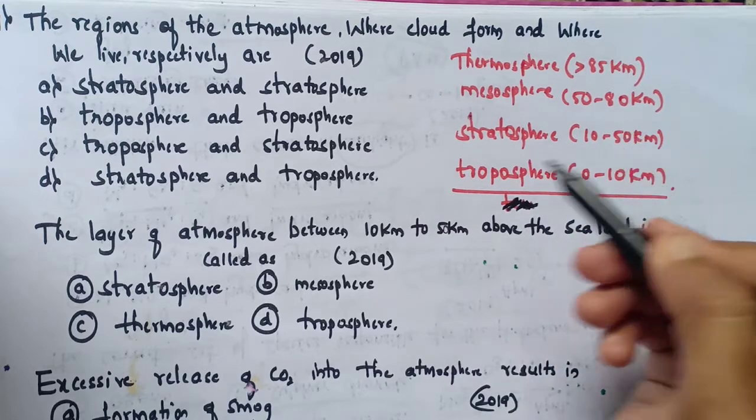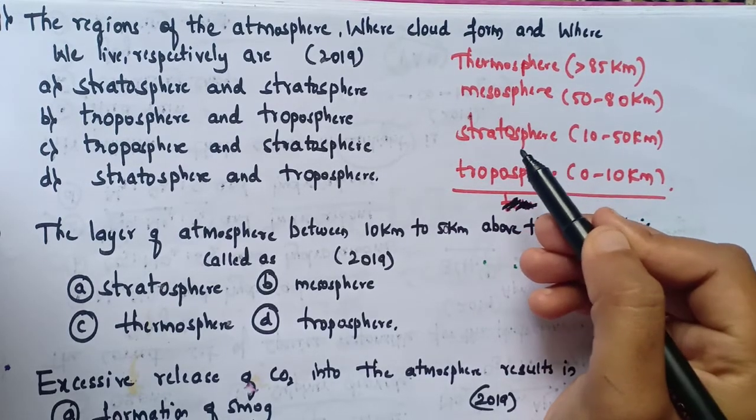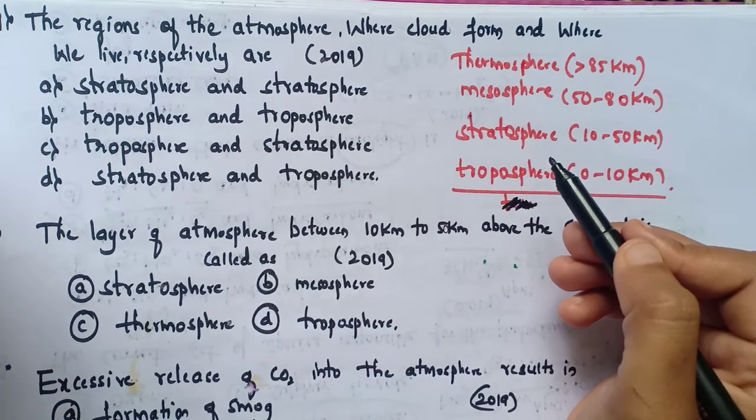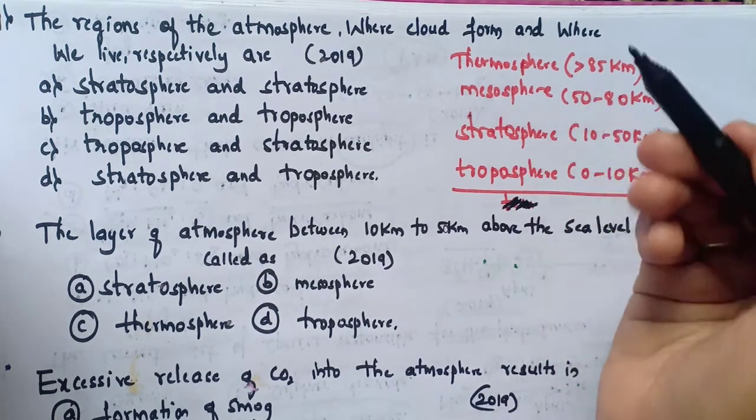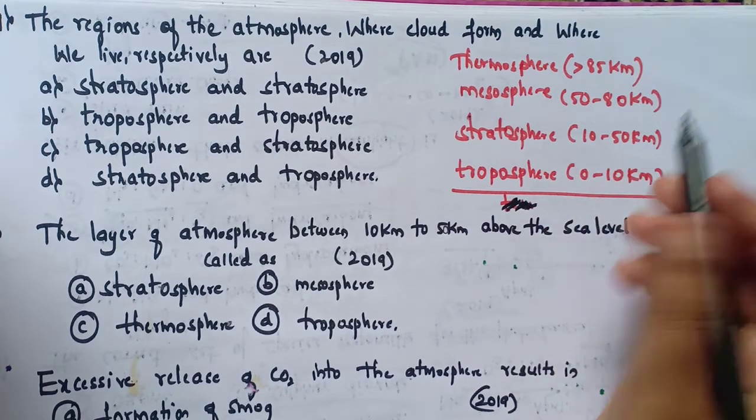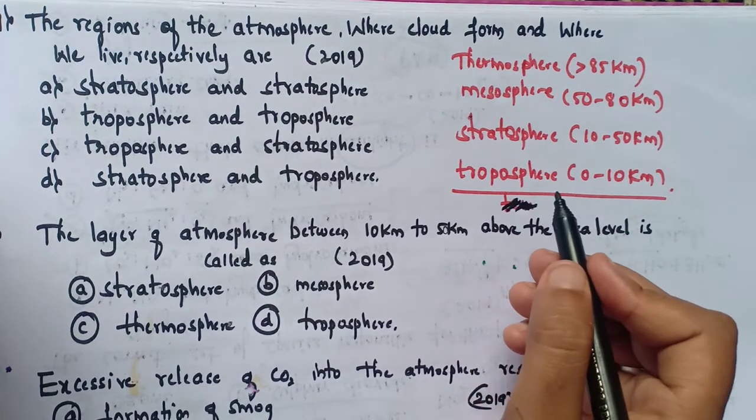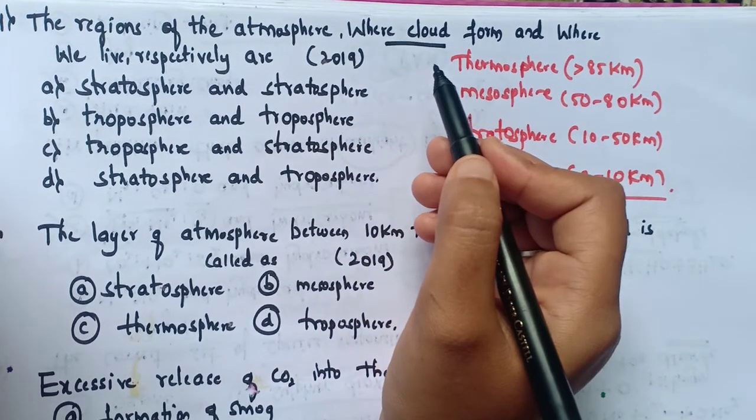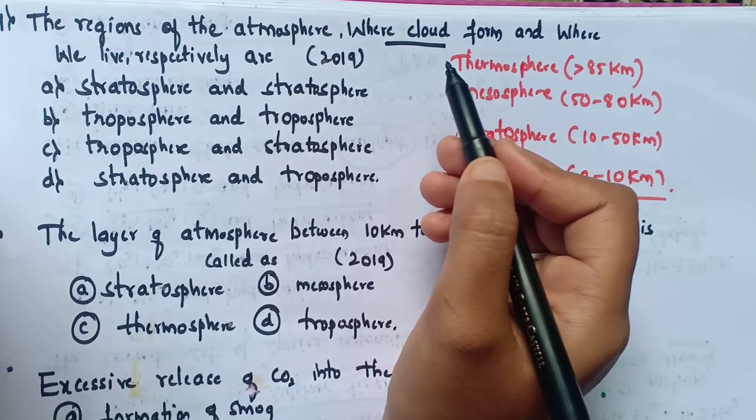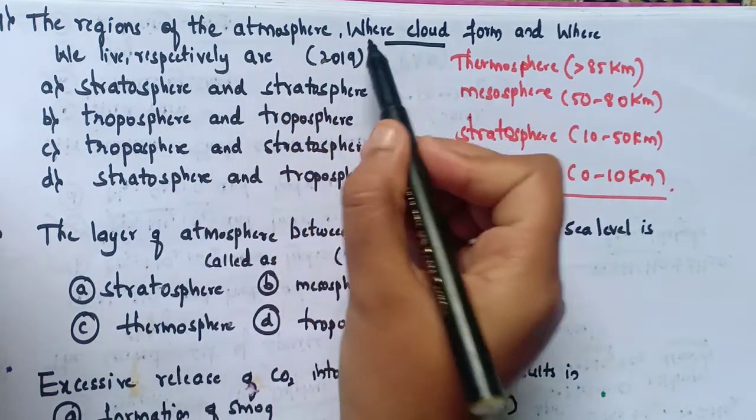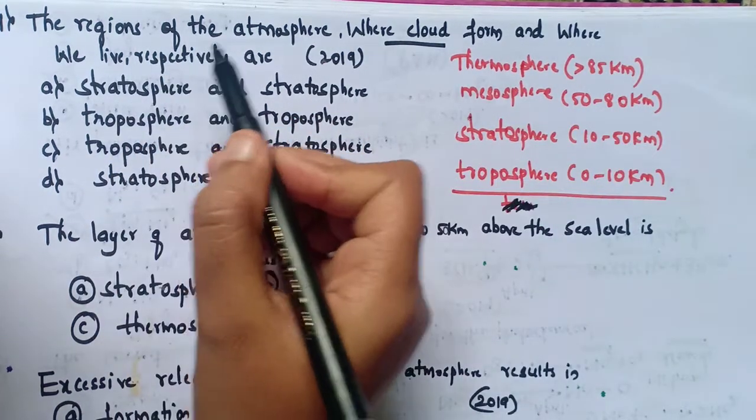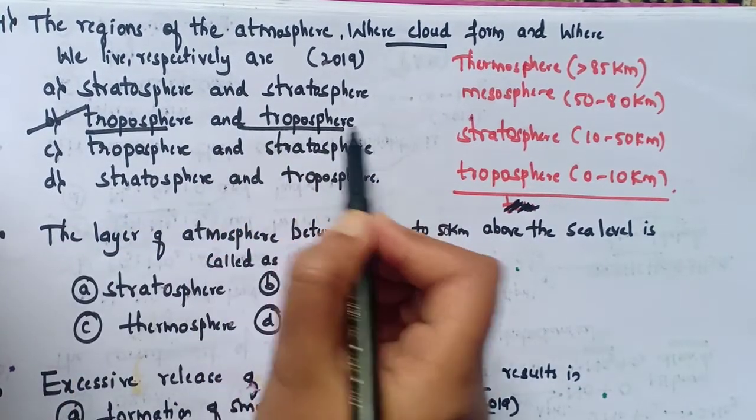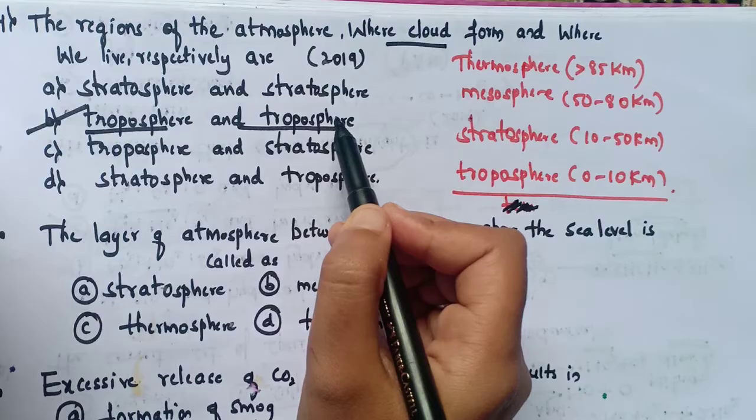And above the troposphere we can see the stratosphere. This stratosphere region extends up to 50 kilometers from sea level. And then comes the mesosphere and then the thermosphere. So the troposphere contains air, water vapor and dust which can form clouds with the help of strong air movement. So the regions of the atmosphere where clouds form and where we live respectively are troposphere and troposphere. It is the lowest layer of the atmosphere.